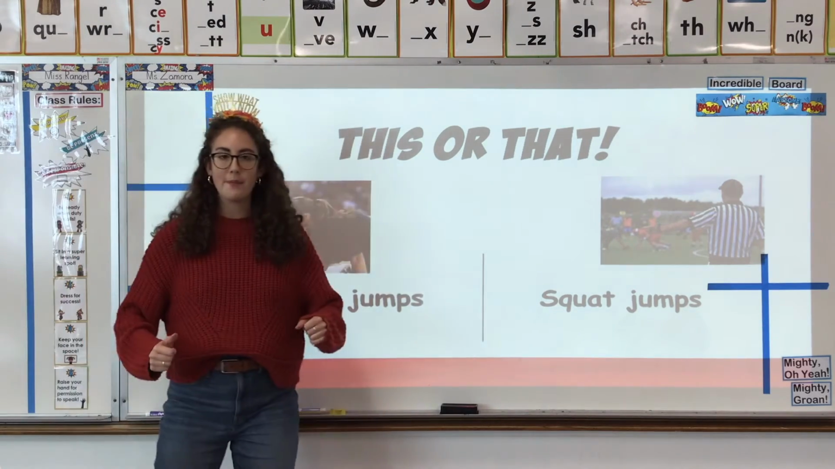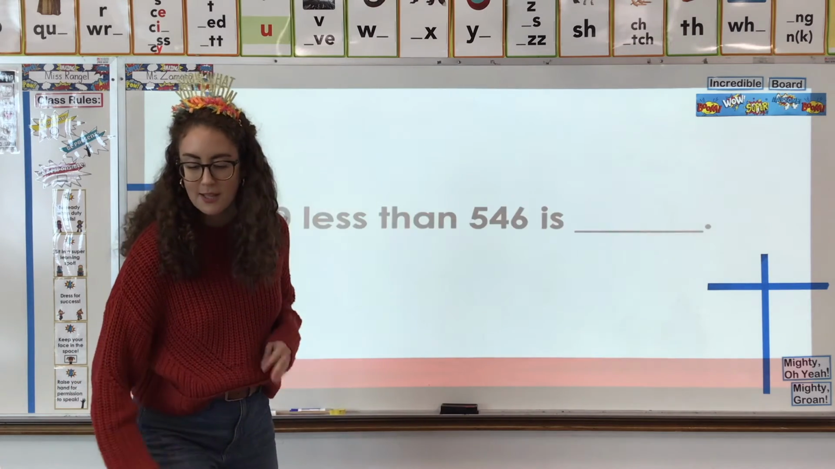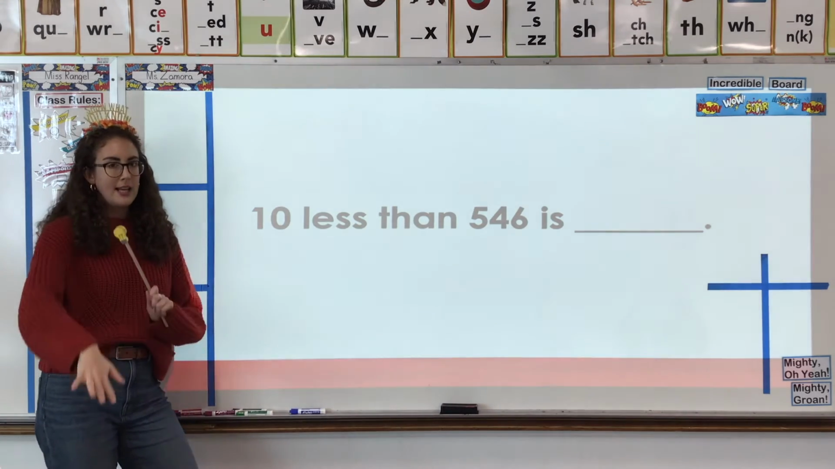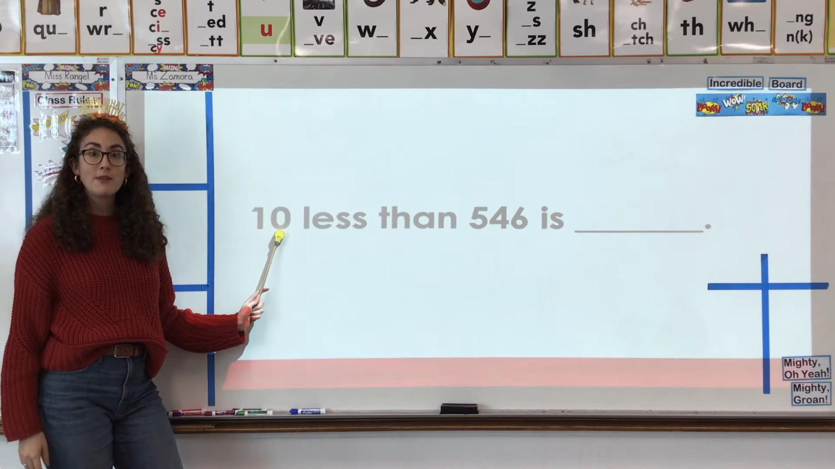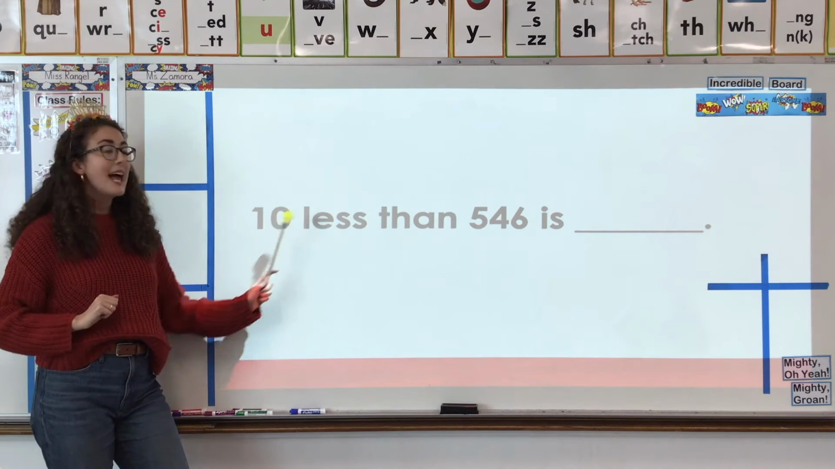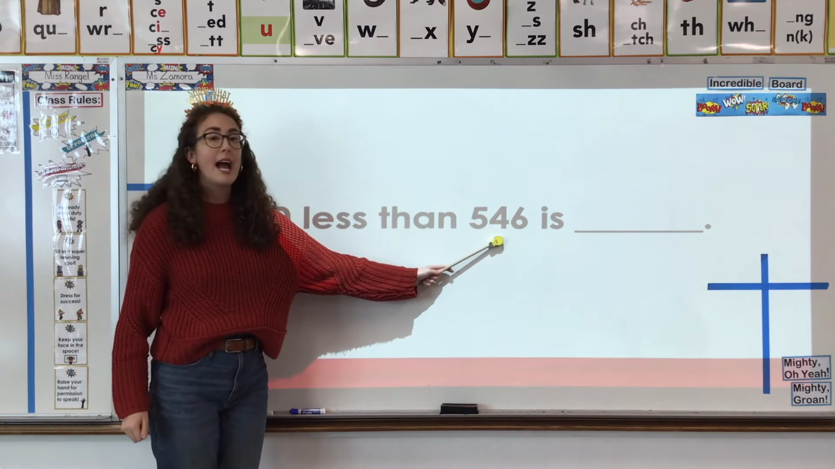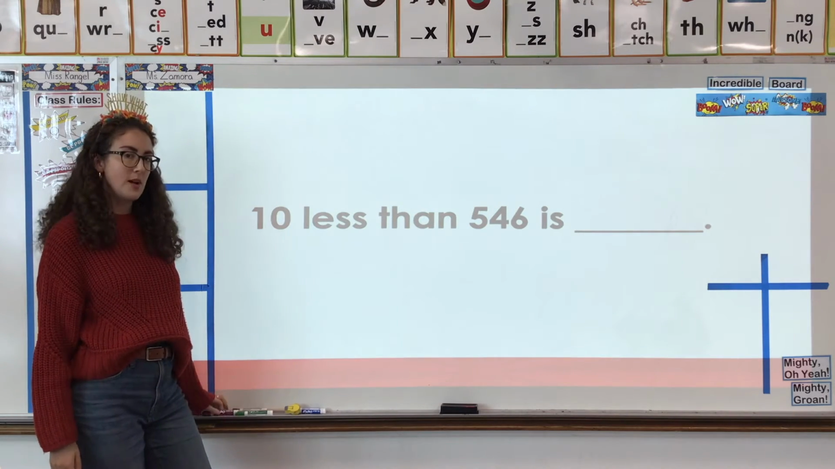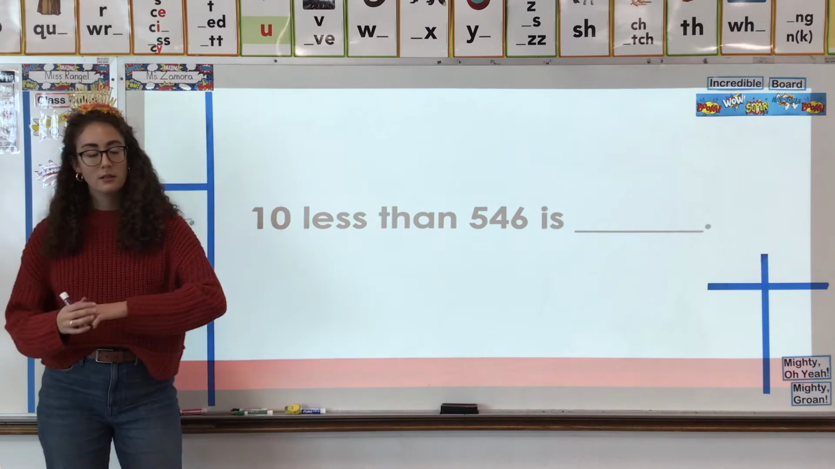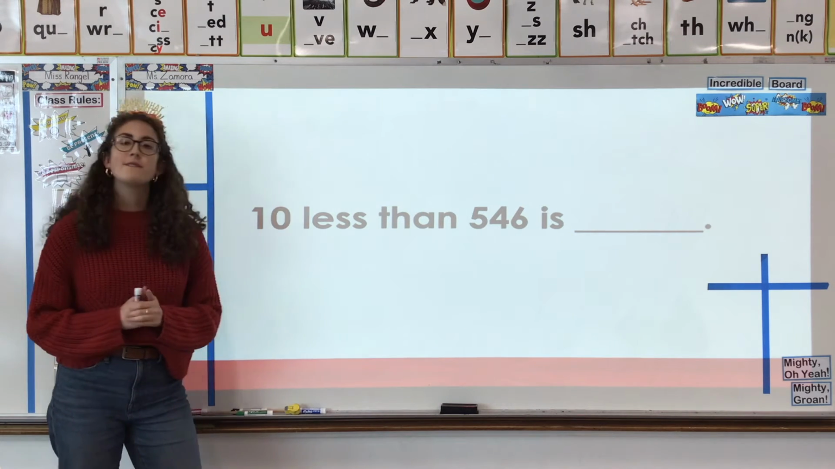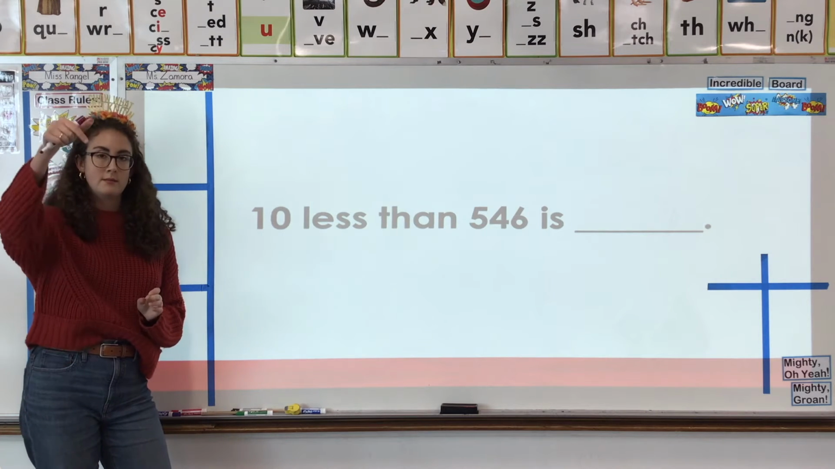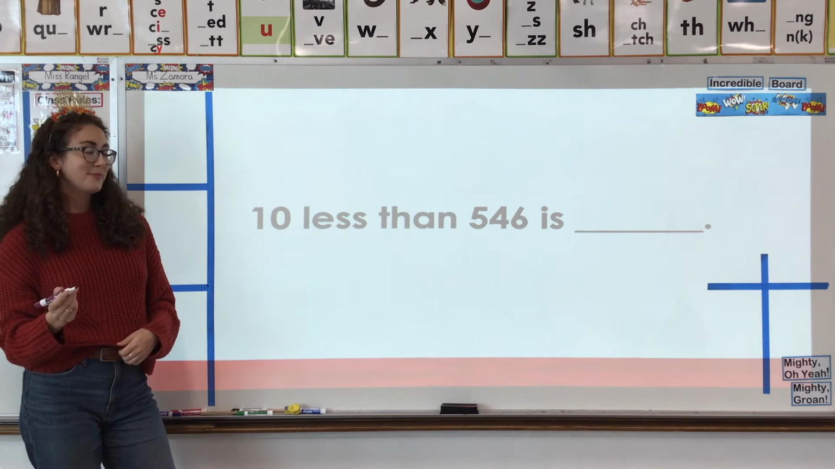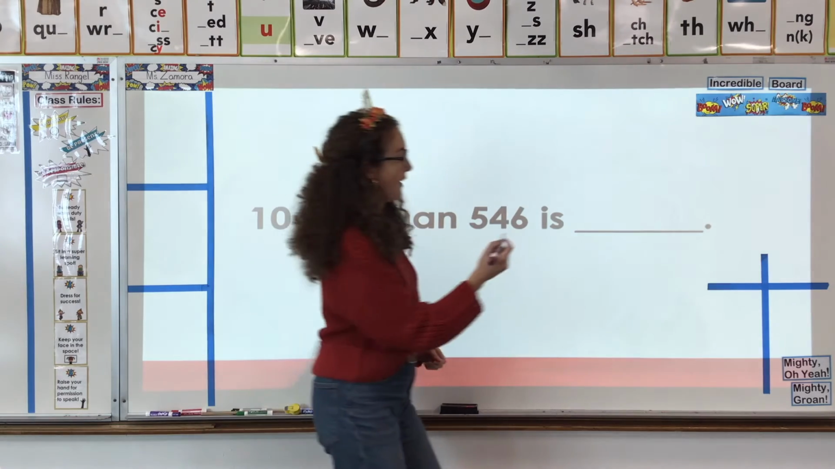Good job. Awesome. Okay. So you've got a clear board, which means we get to solve another number sentence. Oh wait, sit down, catch your breath. Oh wait, can you read this one with me? Here we go. 10 less than 546 is blank. Can you do this one on your own? Can you write it on your board? 10 less than 546. Write it on your board. See what you got. Is 536.